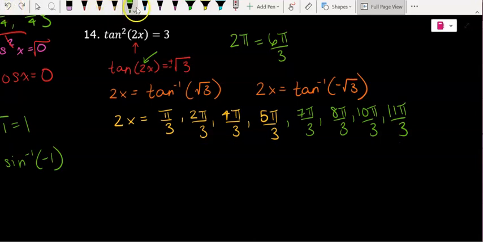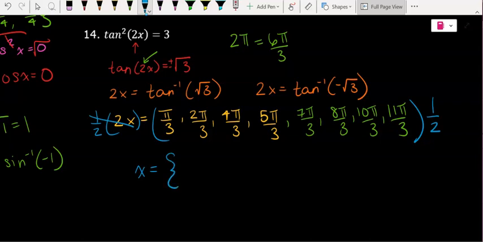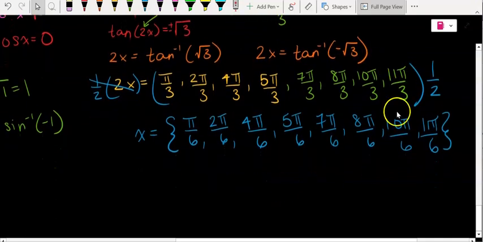And now let's go ahead and compress all of those answers. Again, I'm going to do that by multiplying by 1/2 to get rid of the 2 there. And then I'm going to multiply all of these by 1/2. So now here, I'm going to take all of the values. So I've got pi over 3 times 1/2. That's going to give me pi over 6. 2 pi over 3 times 1/2 is going to get me 2 pi over 6. 4 pi over 3 times 1/2 is going to get me 4 pi over 6. And I'm going to keep on going. And so now I'm going to have all of these answers.